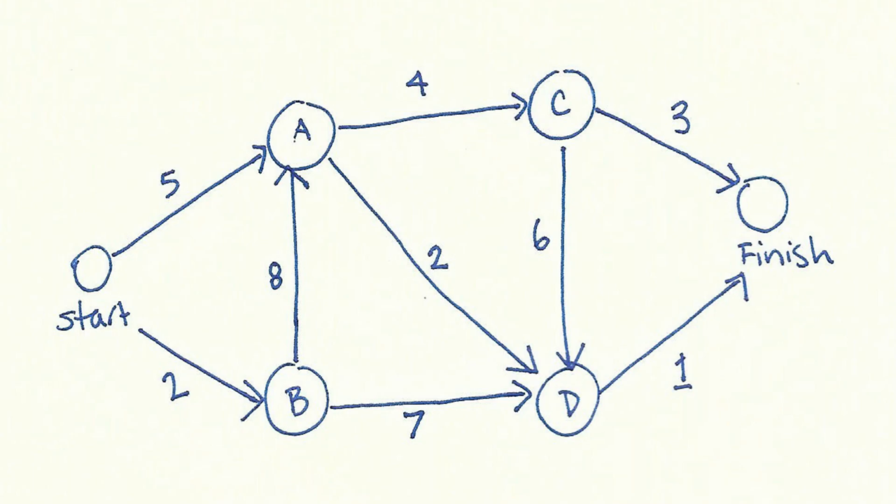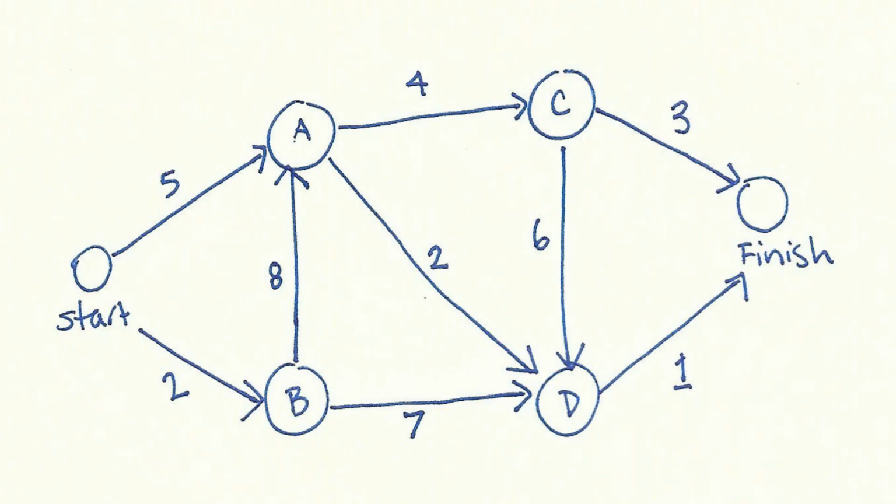Dijkstra's algorithm is an algorithm for finding the shortest path between the nodes in a graph. The shortest path can be calculated only for weighted graphs. So note this point, the shortest path can be calculated only for weighted graphs.